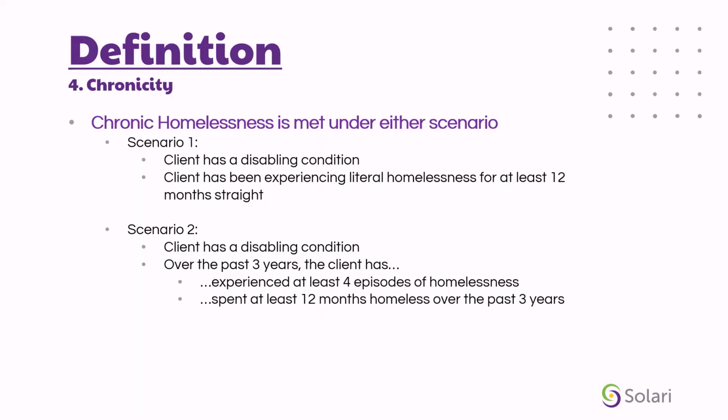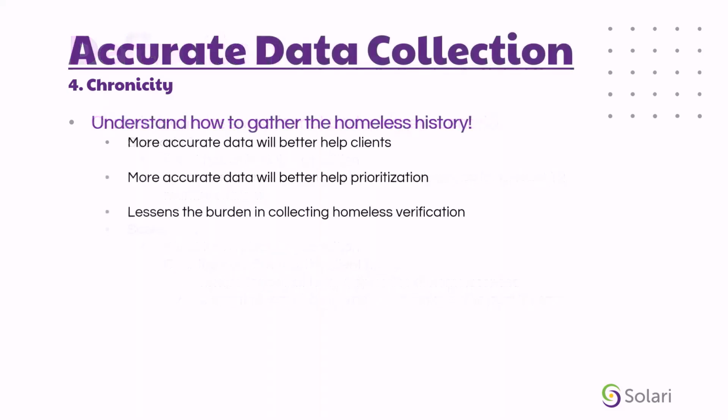There won't be a lot of work that you need to do to really define whether a client is chronically homeless. The most important thing is accurate data collection. So, the most important way to understand if a client is chronically homeless is to collect the data as accurately as possible and really get an excellent homeless history with the client. More accurate data will help with clients, it'll help with prioritization in the community and for resources, and it can help lessen the burden in collecting homeless verification should your client get a referral, especially to a PSH program.